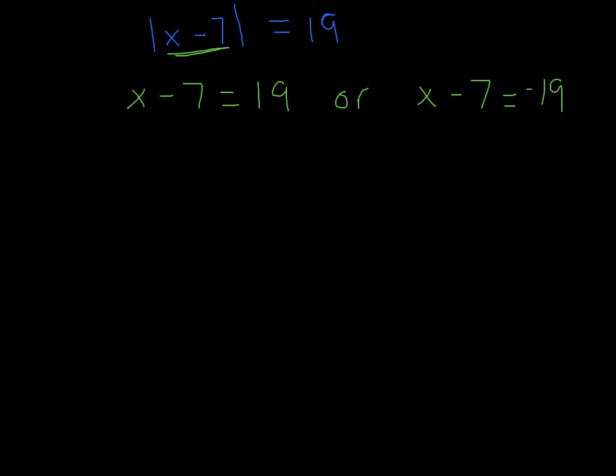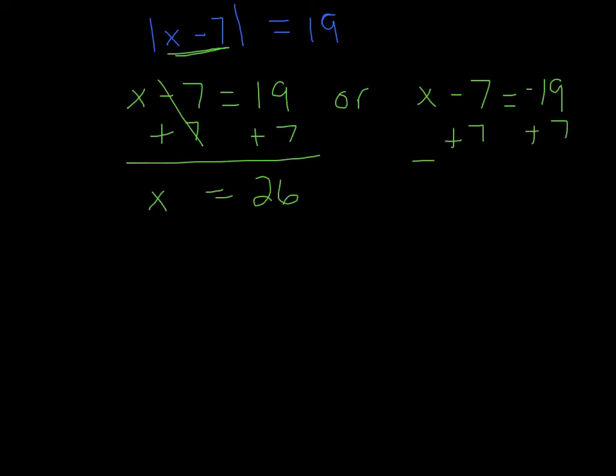Now luckily it's pretty simple here, so we add 7 to this side, those cancel out, and you get x equals 26. Now on this side, you'd start to think, oh wow, we're going to get the same answer. Well, that's not true at all. We add 7 to this side, and now we have a negative 19 and a positive 7.